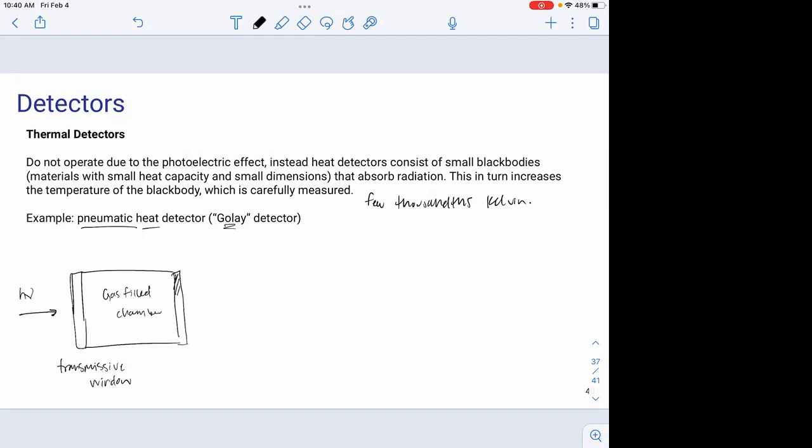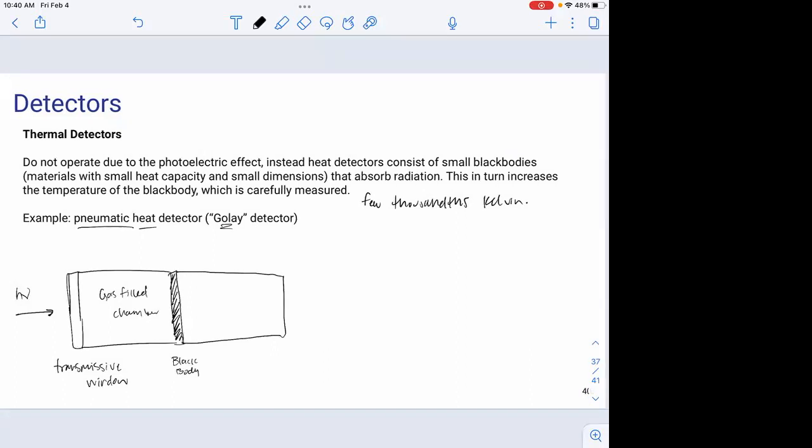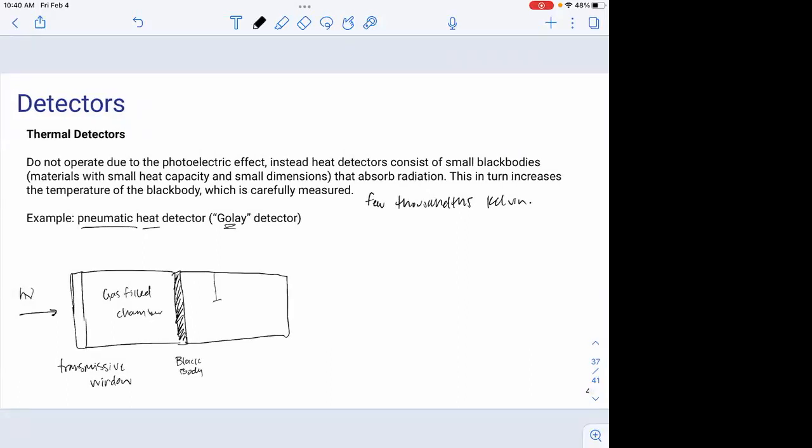At the backside of my gas-filled chamber is my black body, likely more like a gray body, but we'll assume black body here. On the back side of that black body, there's a smaller compartment that is separated into two parts via this small membrane. So I'm going to label this as a membrane. It can be deformed in the face of increased pressure.